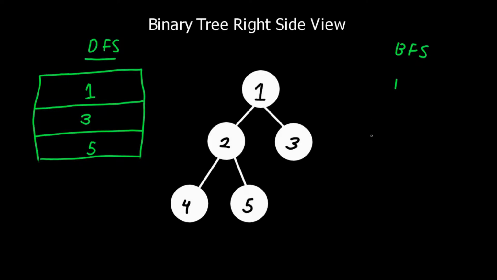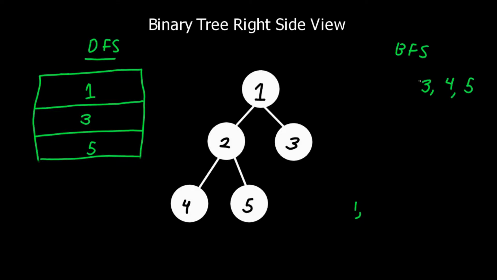So in my answer I'll simply push 1, and as I've already popped this node, it is no longer here, but we have its children. The first child is 2 and the second child is 3. Now in the next iteration I am going to pop all the current nodes of this level. So first I'll pop 2 and I'll insert its children, that is 4 and then 5.